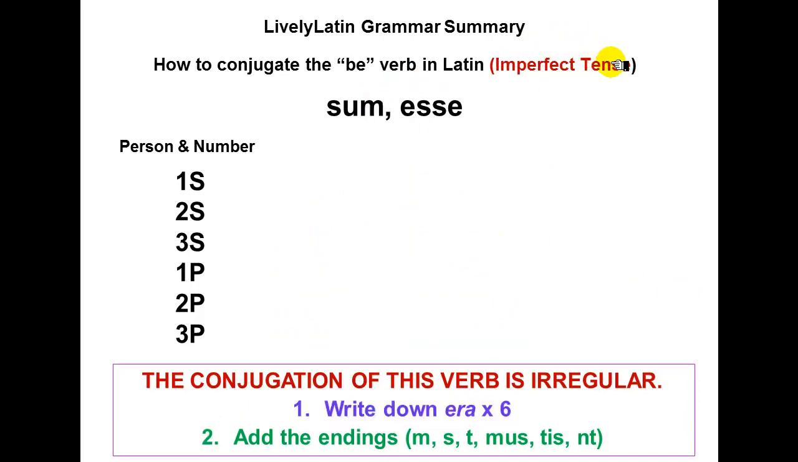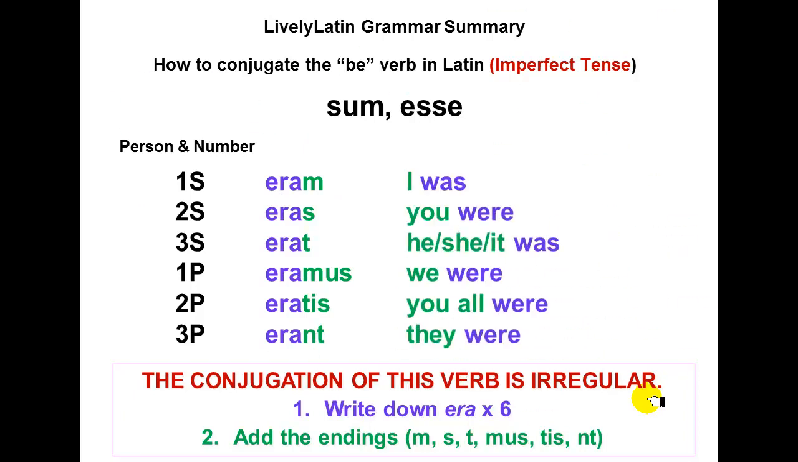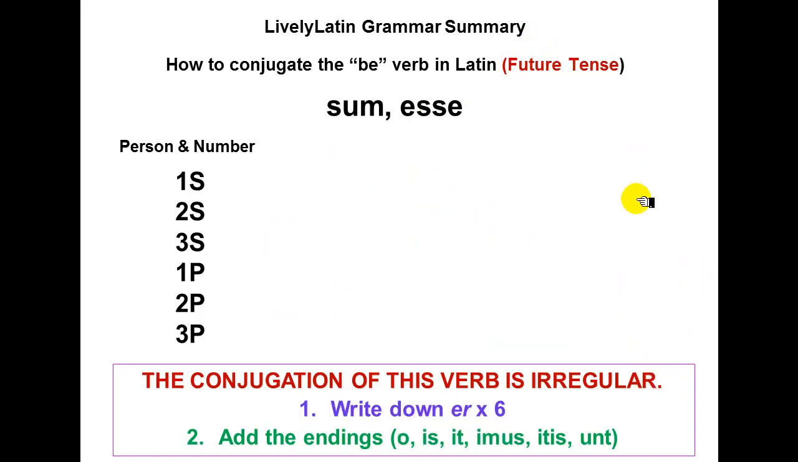Now let's look at the imperfect tense of the be verb. This one's a little more regular. You'll have ERA as the stem all the way down. So we write down ERA times 6, and then we'll add the endings m, s, t, mus, tis, and nt. So I was, you were, he, she, it was, we were, you all were, and they were. That's the imperfect tense of the be verb. Let's look at the future tense now. First of all, we're going to write down ER 6 times.